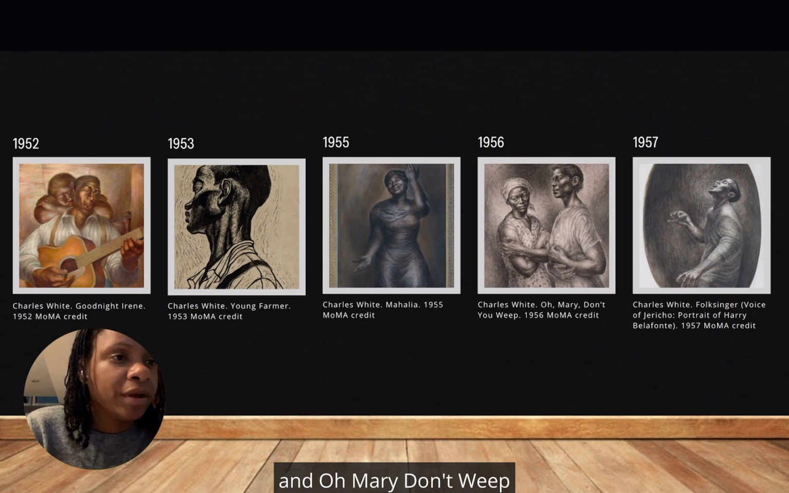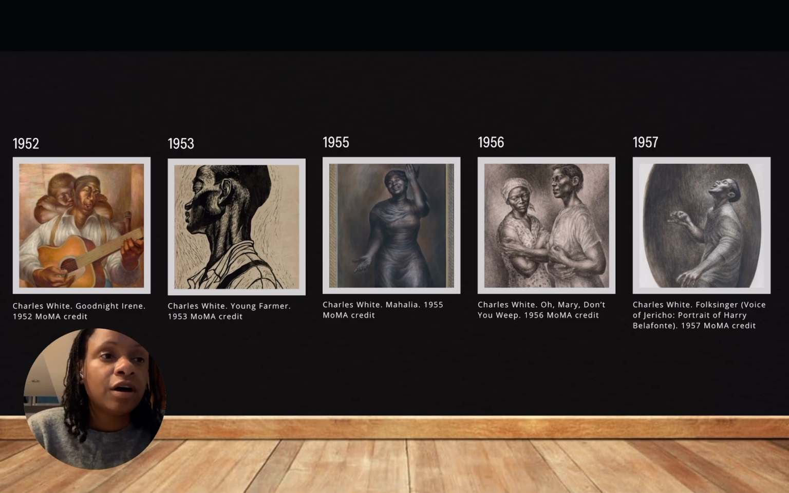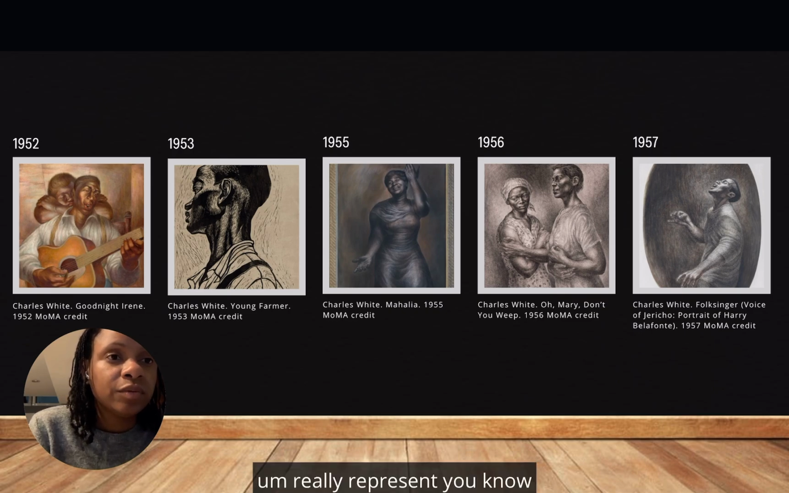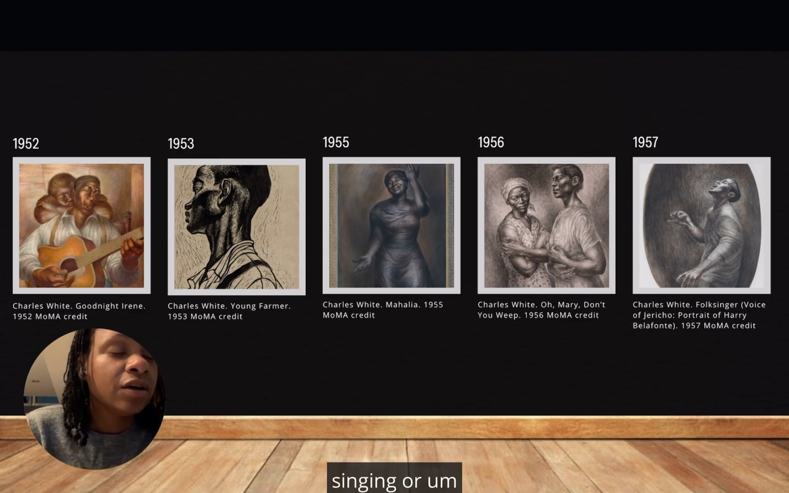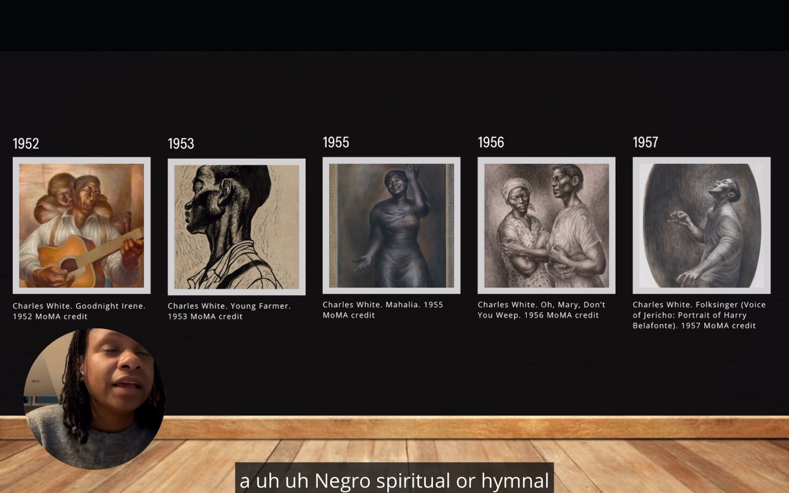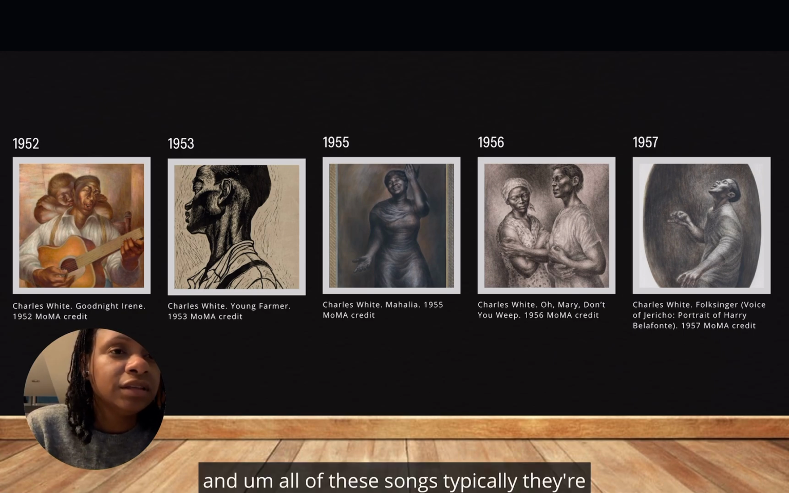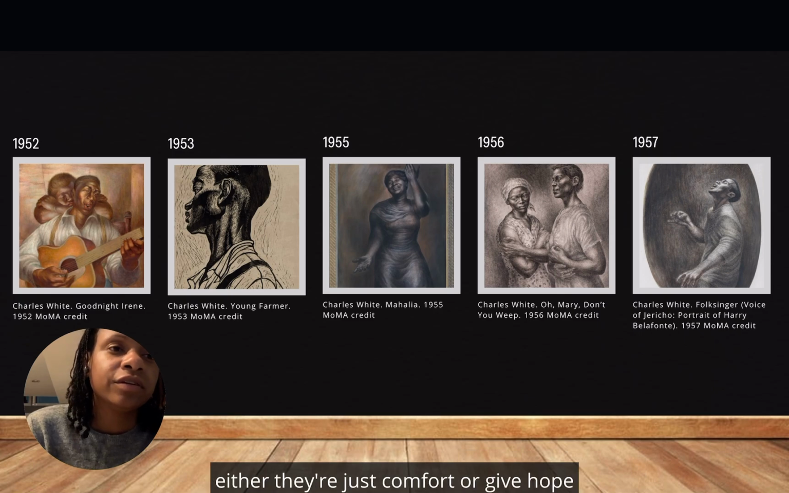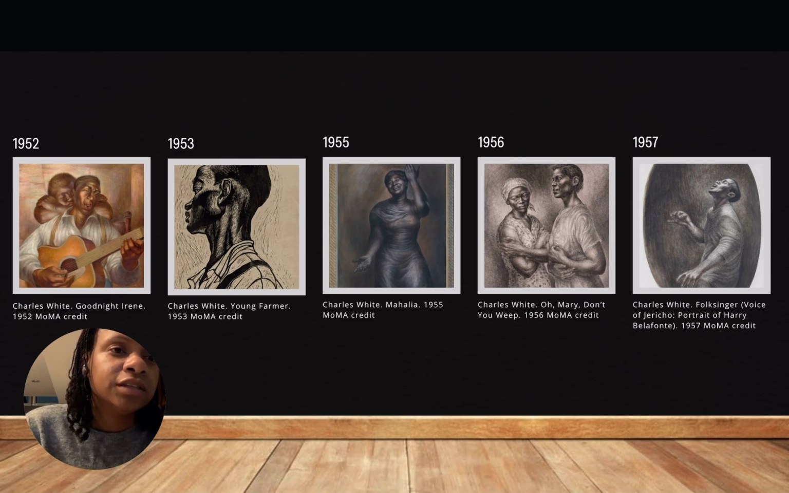All right, and so 1952 through 1957, the images that you see here, Goodnight Irene, Mahalia Jackson, and Oh Mary, Don't You Weep, along with the portrait of Harry Belafonte. All of these images really represent singing or a Negro spiritual or a hymnal, and all of these songs are typically there to comfort or give hope to the people. So these images are important for interpreting that work.